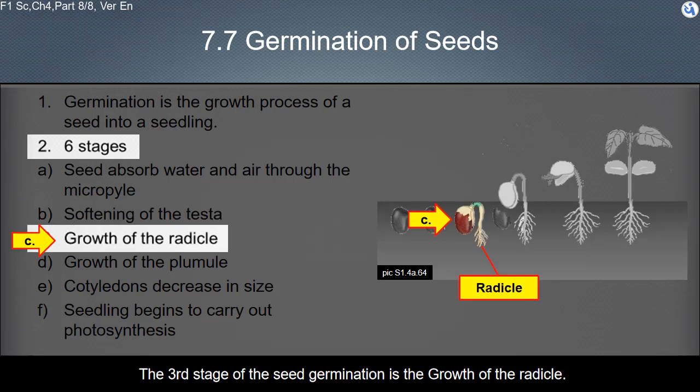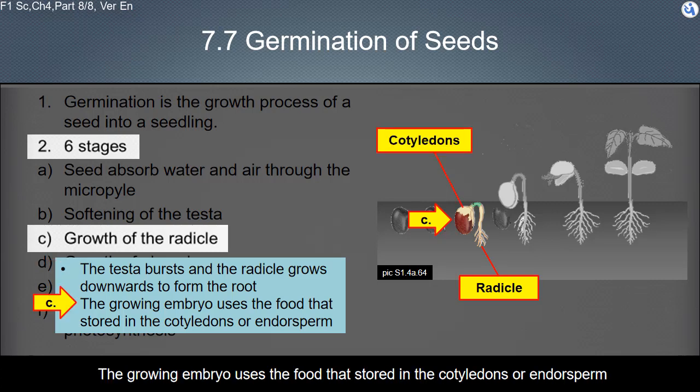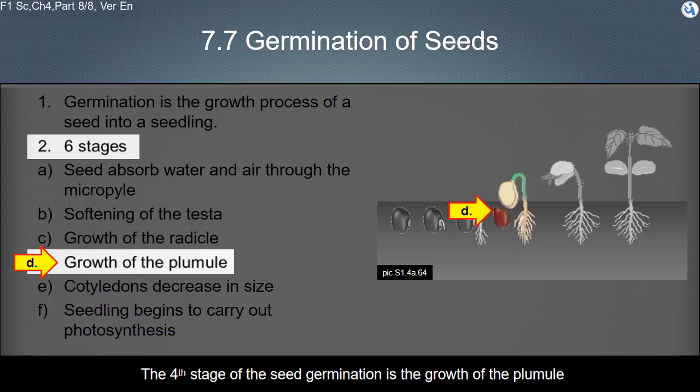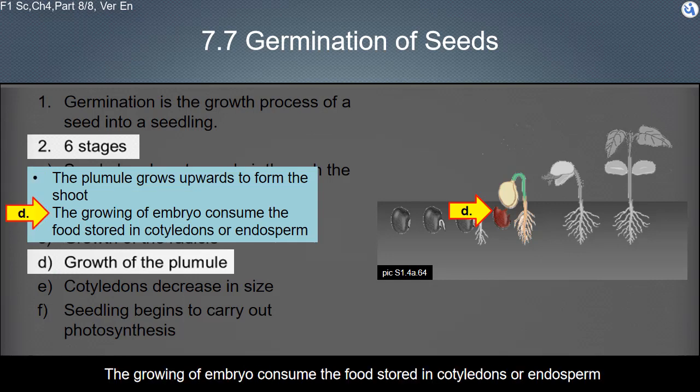The third stage of the seed germination is the growth of the radicle, where the testa bursts and the radicle grows downwards to form the root. The growing embryo uses the food that's stored in the cotyledons, or endosperm. The fourth stage of the seed germination is the growth of the plumule. At the fourth stage, the plumule grows upwards to form the shoot. The growing embryo consumes the food stored in cotyledons, or endosperm.